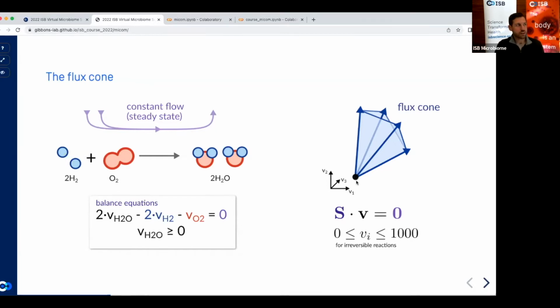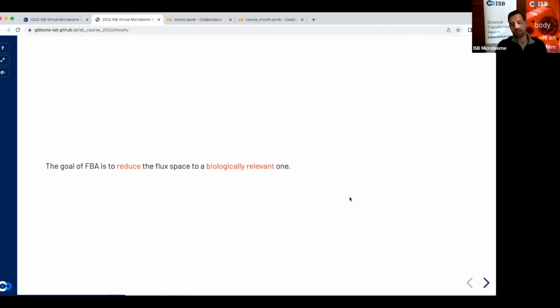Now, obviously, we can't do much with an infinite set of solutions. So what are we doing next? Well, the overall goal of FBA, flux balance analysis, is to reduce that flux space to one that is biologically relevant, that mimics the actual behavior of the system as well as possible. So how do we find that optimal solution in the solution space where we have an infinite number of solutions?